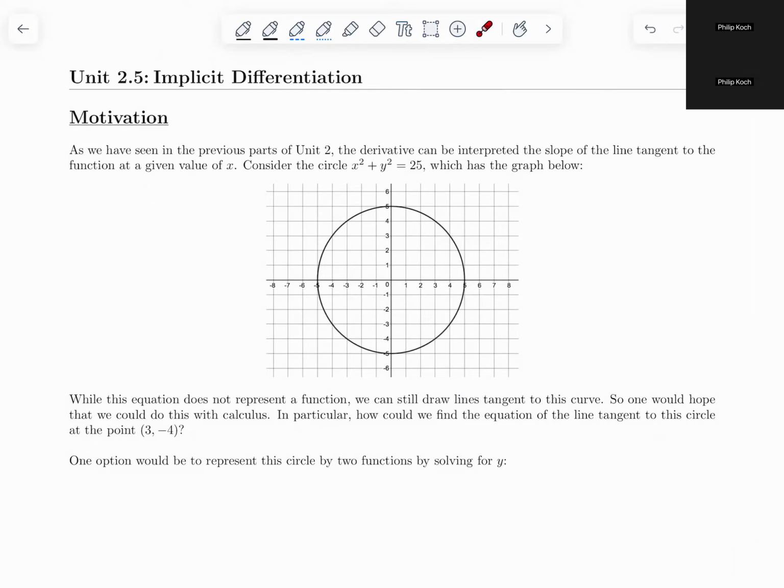As we've seen in all the other parts, we've learned a bunch of rules on how to deal with every type of function. But what happens if you don't have a function? What if we have x squared plus y squared equals 25? Like with anything we did in the other problems, you could find the derivative and use it to find the slope of a tangent line. But I'm given this circle, which has the graph below.